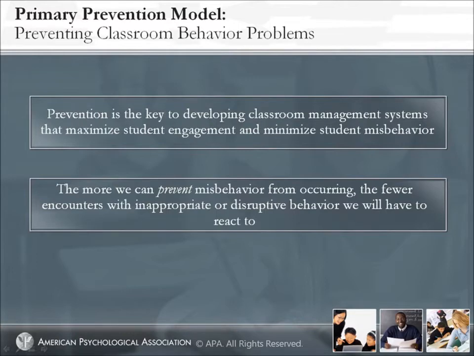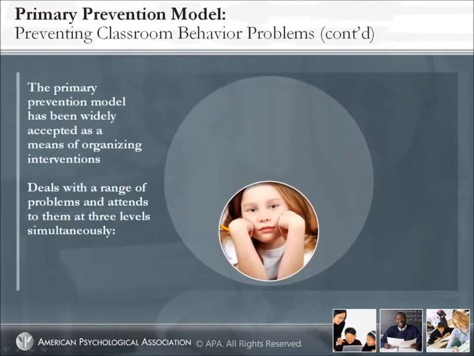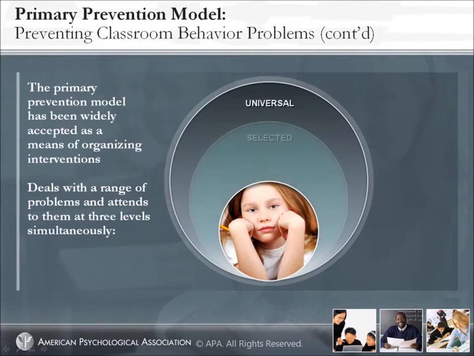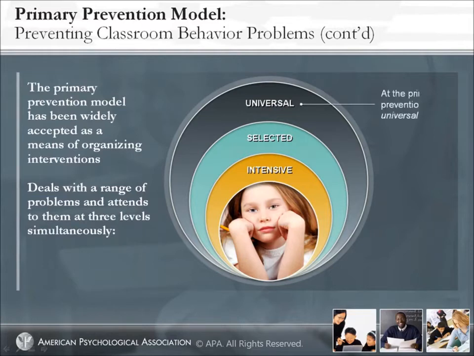In the field of mental health and school violence prevention, a framework known as the primary prevention model has been widely accepted as a means of organizing our interventions. The model deals with a range of problems and attends to them at 3 levels simultaneously: the universal, selected, and intensive levels. At the primary prevention or universal level, interventions are targeted at all students. An example is conflict resolution, where students learn how to avoid conflict and violence.